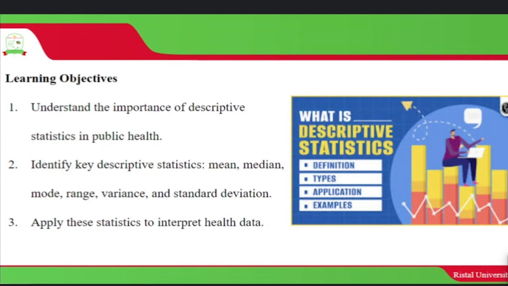So by the end of this class, you will have gotten to understand what descriptive statistics are. In a world of statistical data, there are two classifications of data. We have descriptive and then inferential statistics. So what is descriptive statistics?